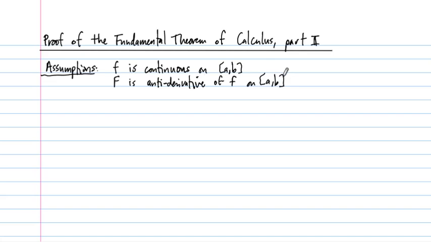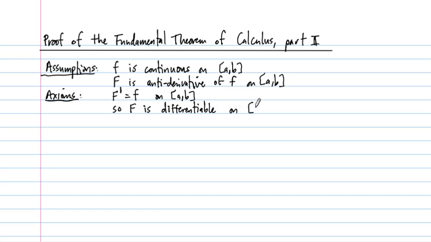Okay, and before we get to the conclusion, let's write down what are called axioms. These are just facts that we know about these definitions that we've written down. So we know that an antiderivative means that if big F is an antiderivative of little f, then big F prime is equal to little f on this entire interval from a to b. Okay, why is that important? Well, that's important because if big F prime equals little f, then it means that big F is actually differentiable. Its derivative exists on this interval from a to b.